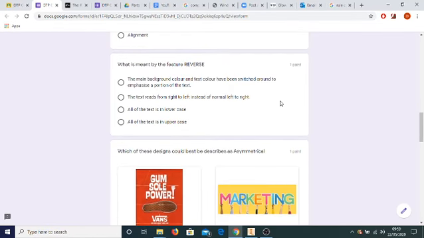Next one was well answered by everyone. No one who submitted an answer yet has got this one wrong. So reverse simply means that on one part of the page you switch the colour of the text in the background around, you reverse them, and once again that creates a bit of emphasis and we have contrast once again. So well done to everyone with that, full marks to everyone so far.